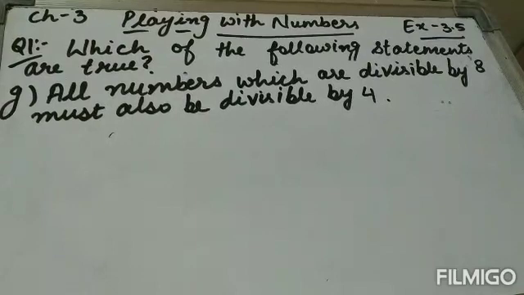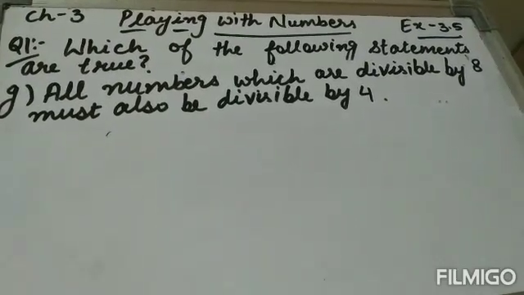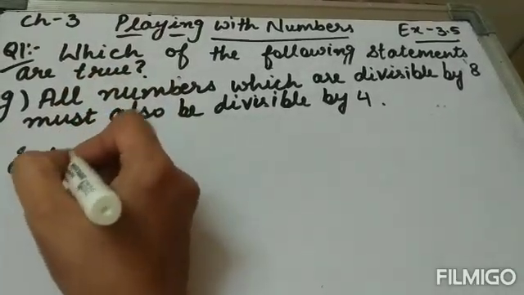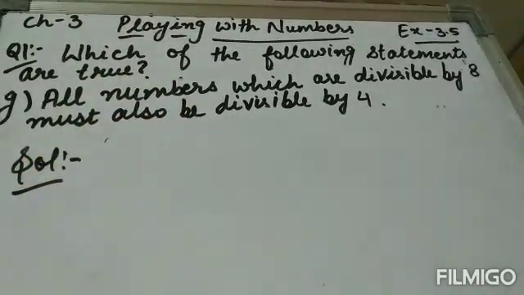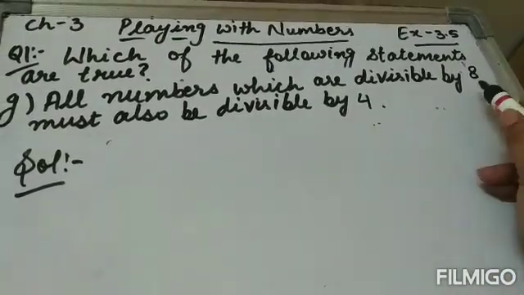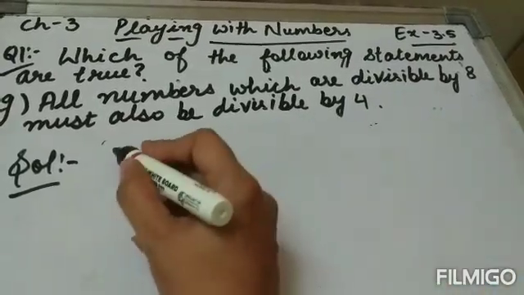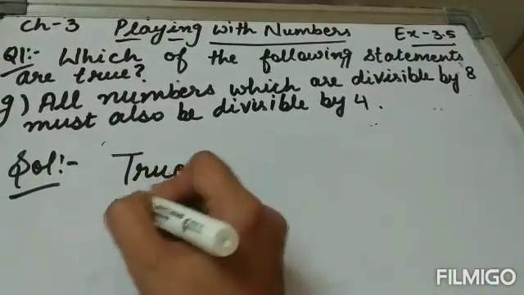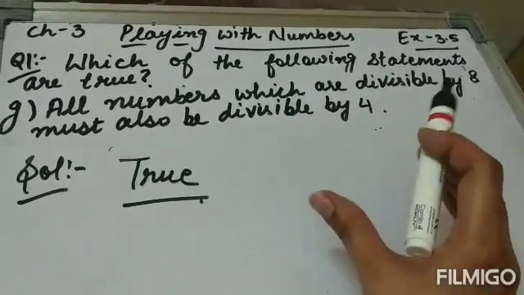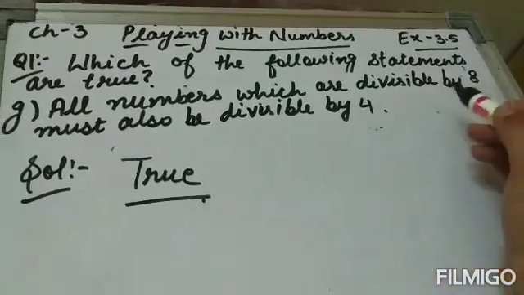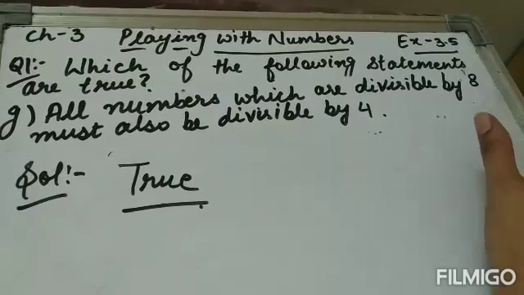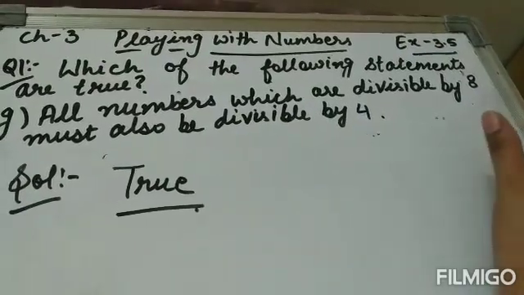G part is all numbers which are divisible by 8 must also be divisible by 4. See, all numbers which are divisible by another number are also divisible by their factors, and 4 is a factor of 8. That means this statement is totally true. Okay, so all numbers which are divisible by 8 must also be divisible by 4. This statement is totally true because 4 is a factor of 8, and if a number is divisible by another number, then it is also divisible by its factors.